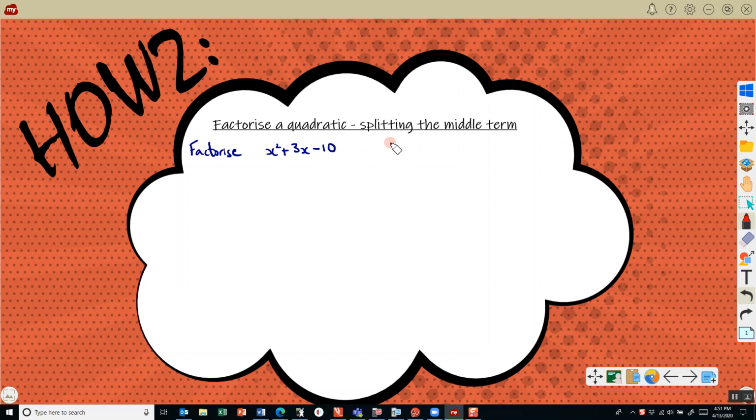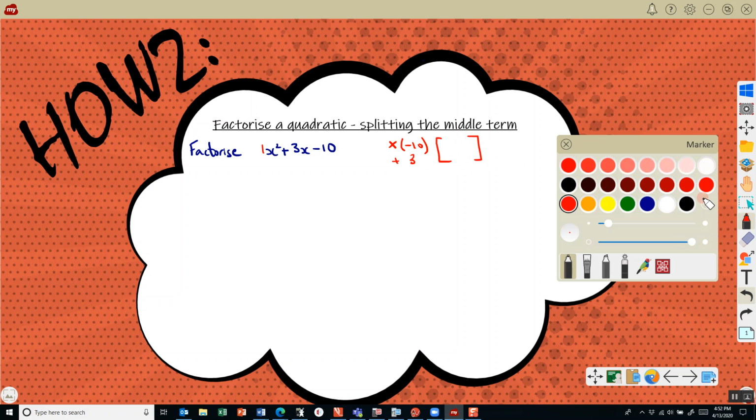We want to find two numbers that multiply to give, what's the number in front of the x squared? 1. So two numbers that multiply to give 1 times this number. So that's 1 times negative 10, which is negative 10. But the same two numbers have to add together to give the middle term, which is 3. What are the two numbers?